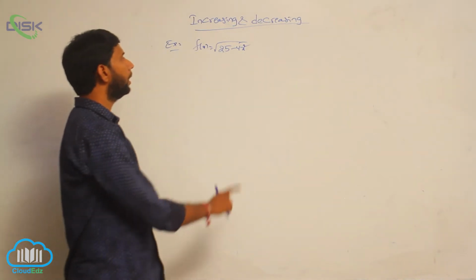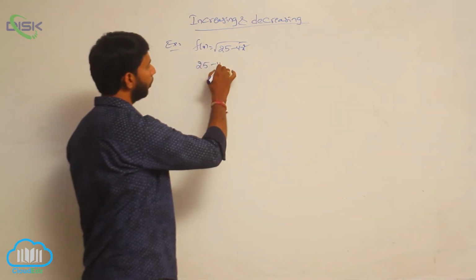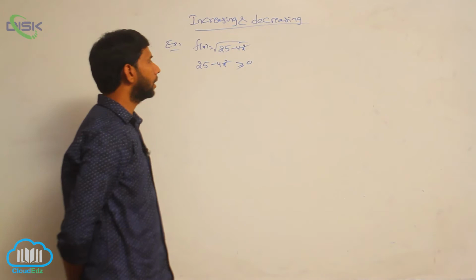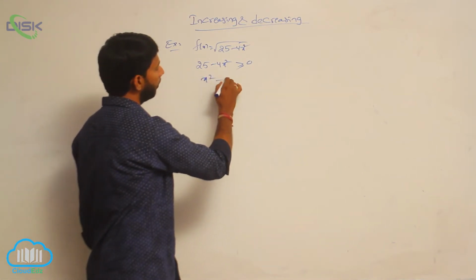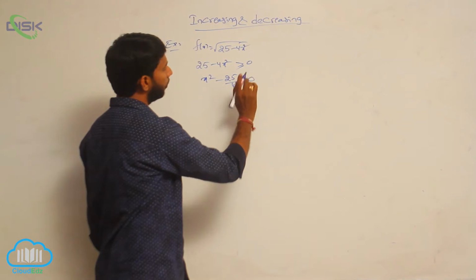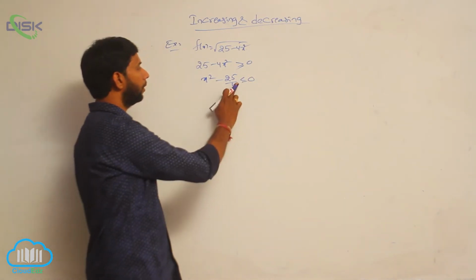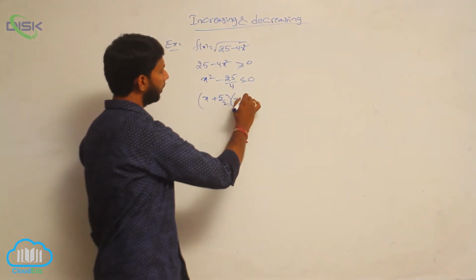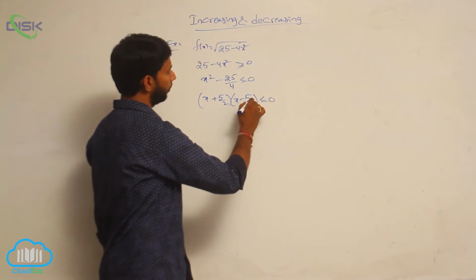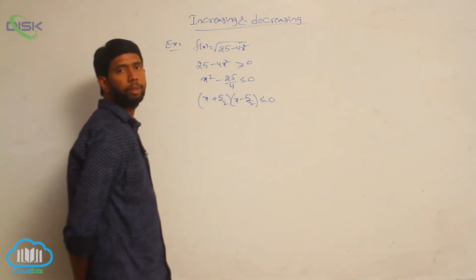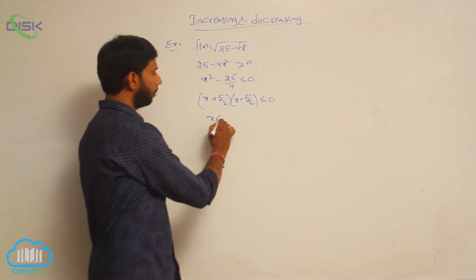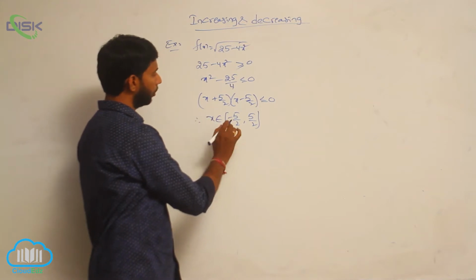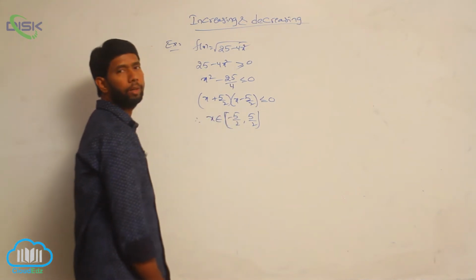First of all, find the domain of the function. Here 25 minus 4x square is greater than or equal to 0. That is x square minus 25 by 4 less than or equal to 0. The factors are x plus 5 by 2 into x minus 5 by 2 less than or equal to 0. That means x belongs to the closed interval minus 5 by 2 comma 5 by 2.